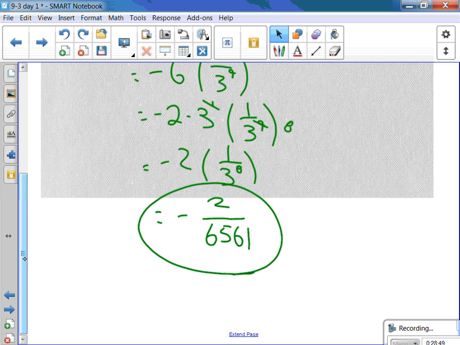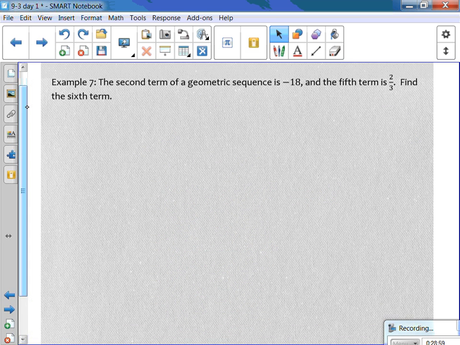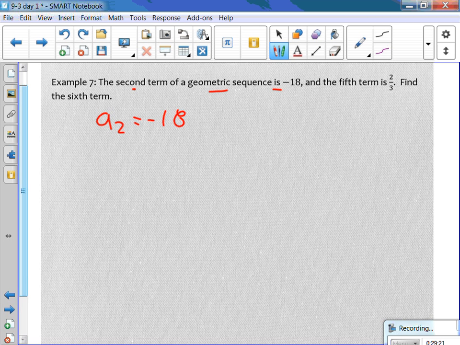So here, the second term of a geometric sequence is negative 18, and the 5th term is 2/3. We want to find the 6th term. So, what information did they give us? Look at Alejandro's here. Well, they gave me what? Second term is, and what else? So is there a way that I could come up with a common ratio then? Can I write something where, what do I have to do to A2, my second term, to get to the 5th term? Folks, we're all one person working this problem.